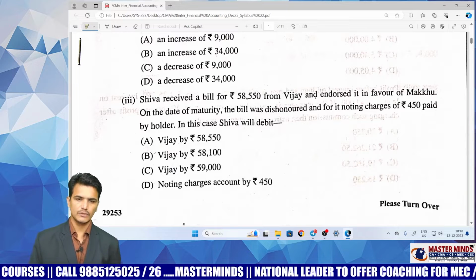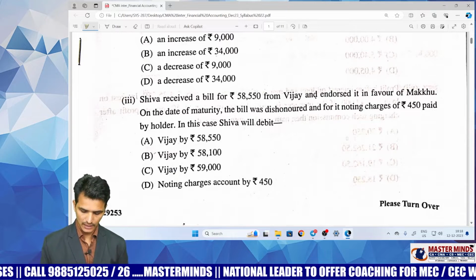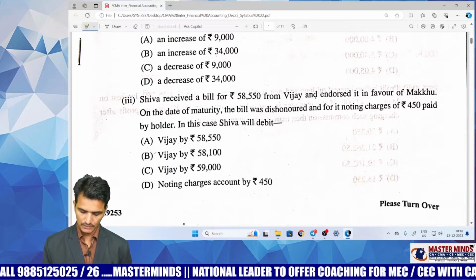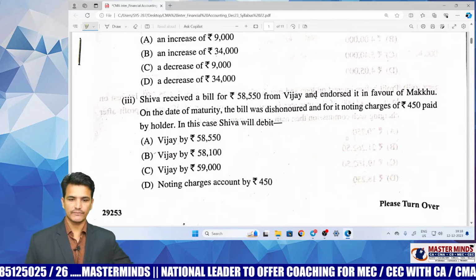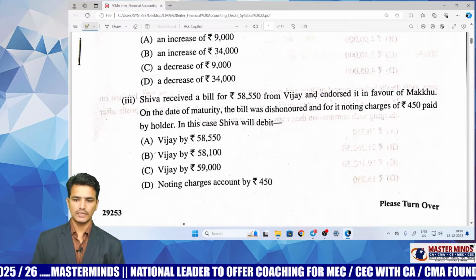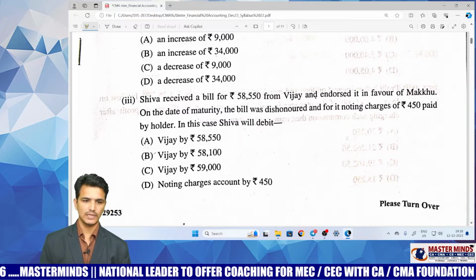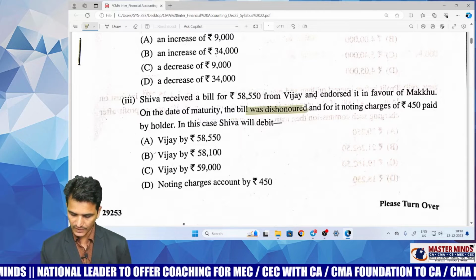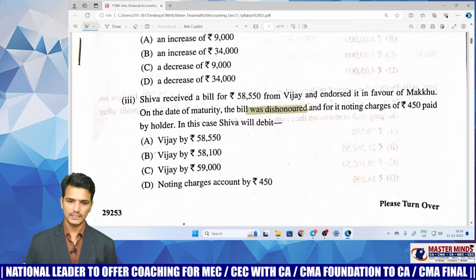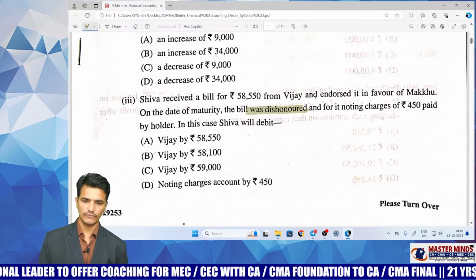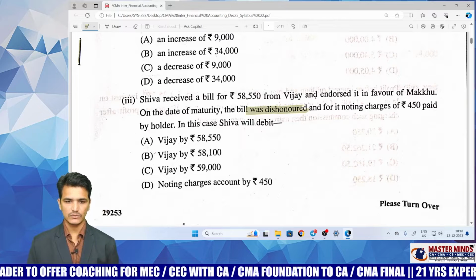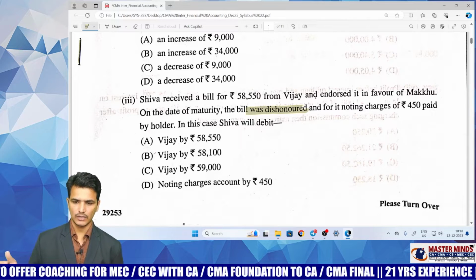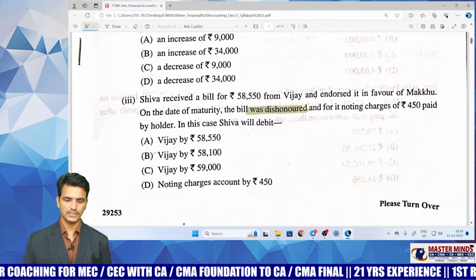Next, MCQ number 3 is based on bills of exchange. Those who have command over the journal entries can comfortably answer this question. In case of dishonor of a bill, how the drawer is to account for it in his books of accounts. If you have gone through the journal entries in the bills of exchange chapter, you can easily answer this question.